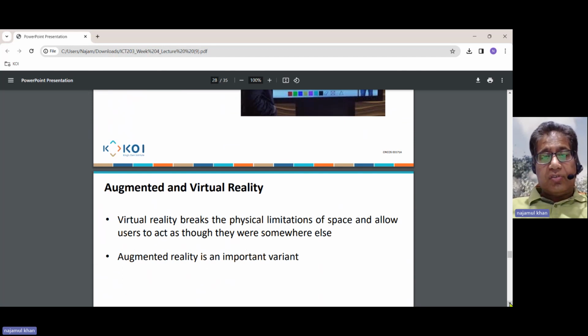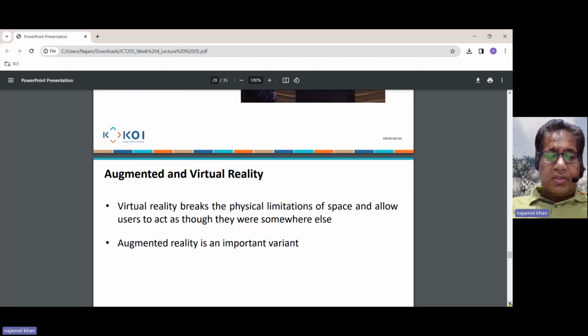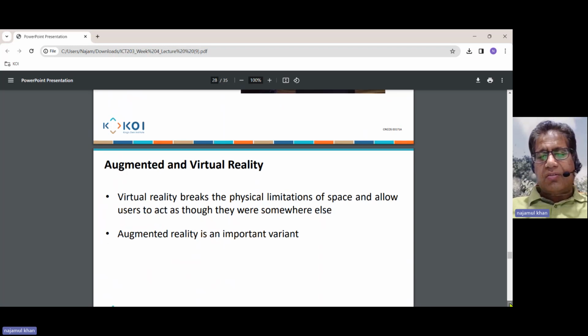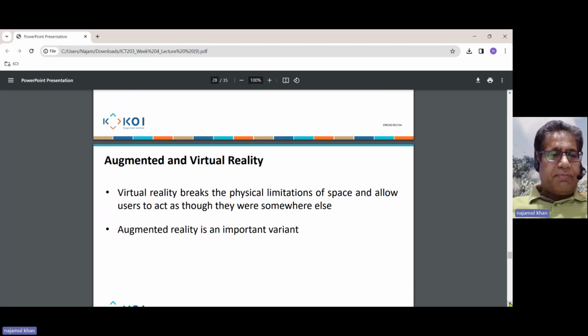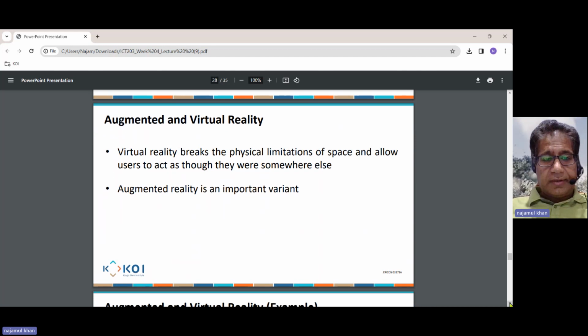Augmented reality and virtual reality. Virtual reality is a very powerful technology. It breaks the physical limitations of space and allows users to act like they are somewhere else. This is really good. Augmented reality is an important variant. These two technologies are playing an extremely important role, and they are making a big difference as well. So this is one technology we are talking about here.